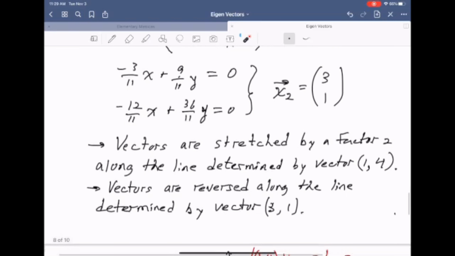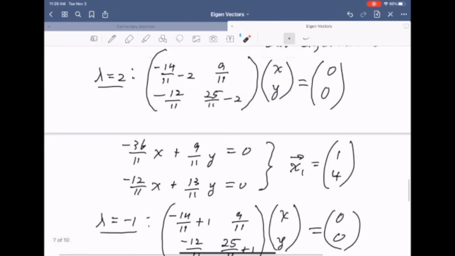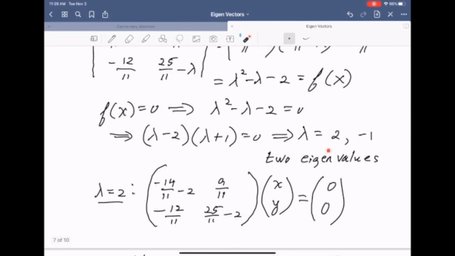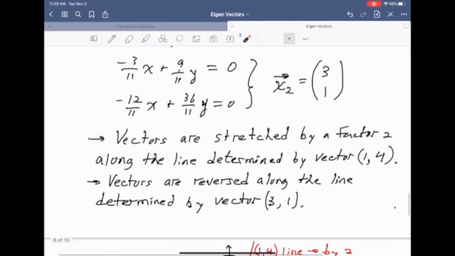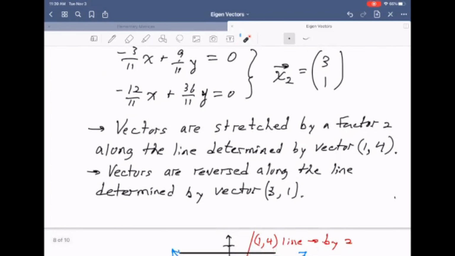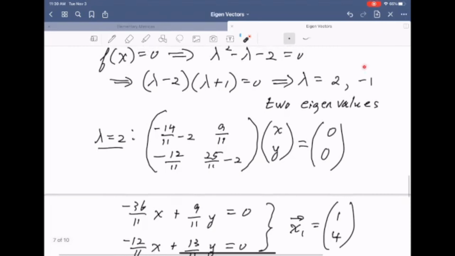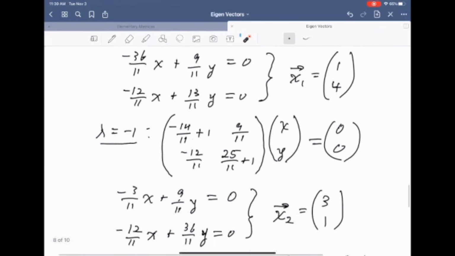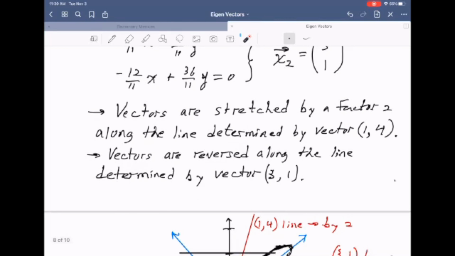So vectors are stretched by a factor of 2 along the line determined by vector 1, 4. All right, so vector 1, 4, and the associated lambda or eigenvalue 2. And vectors are reversed along the line determined by vector 3, 1, because the other eigenvalue was minus 1 here. So we reverse the vector along the line determined by the vector 3, 1.